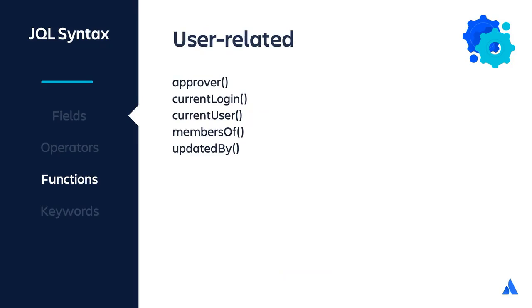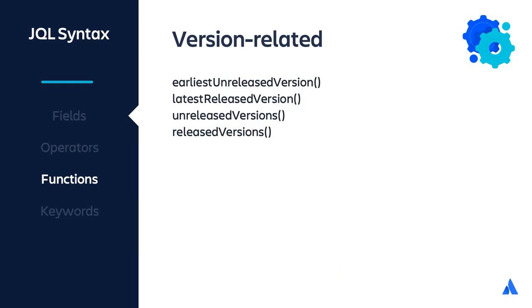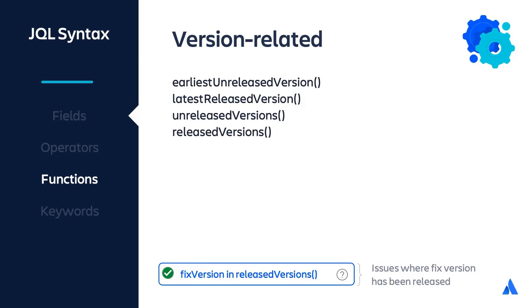Approver, currentLogin, currentUser, membersOf, and updatedBy are user-related functions. Assignee equals membersOf(developers) returns all issues assigned to any user who is in the developers group. earliestUnreleasedVersion, latestReleasedVersion, unreleasedVersions, and releasedVersions are functions that are related to releases. fixVersion in releasedVersions() returns issues where the fix version has already been released.